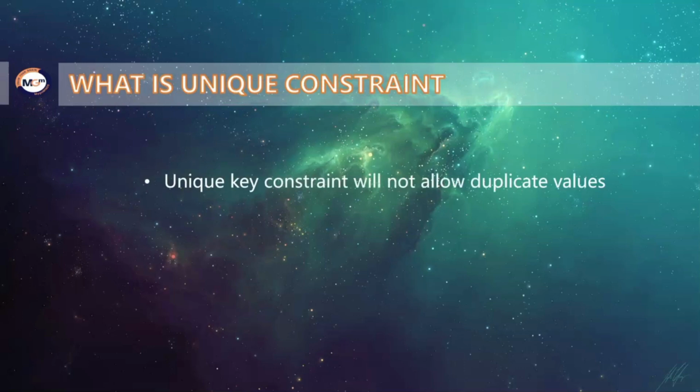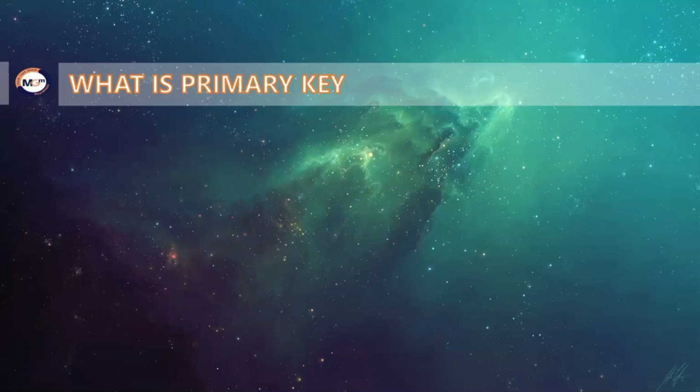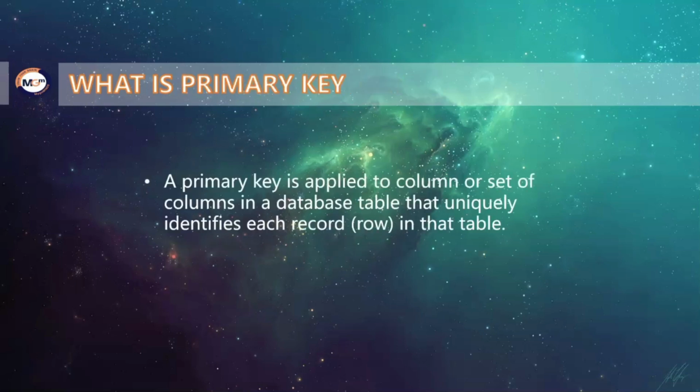Next one is unique constraint. Unique key constraint will not allow duplicate values, but will allow null values. The next constraint is primary key constraint. A primary key is applied to a column or a set of columns in a database table that uniquely identifies each record in that table. That means primary key is applied to tell the uniqueness of a record in a table.